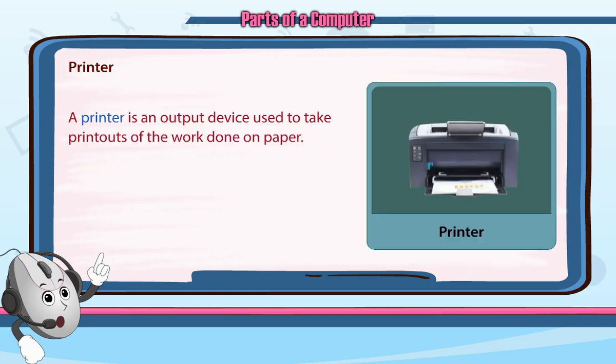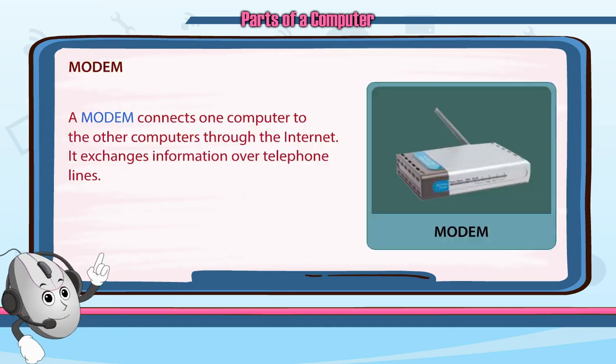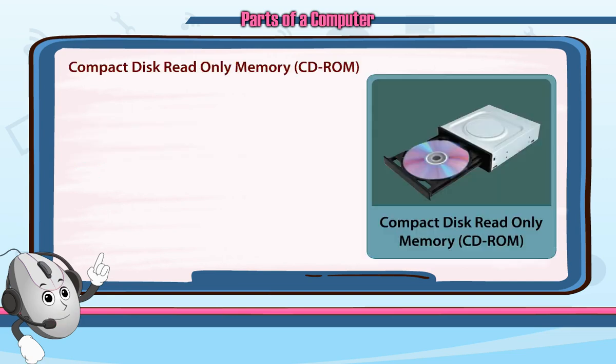Printer. A printer is an output device used to take printouts of the work done on paper. Modem. A modem connects one computer to the other computers through the internet. It exchanges information over telephone lines.